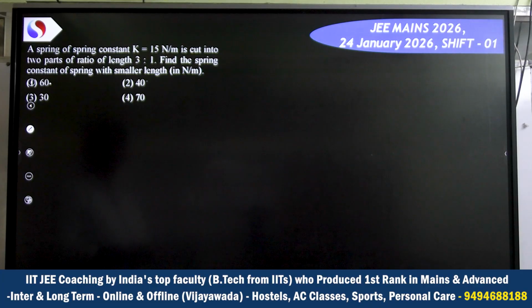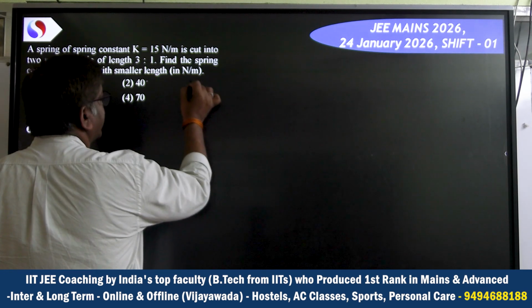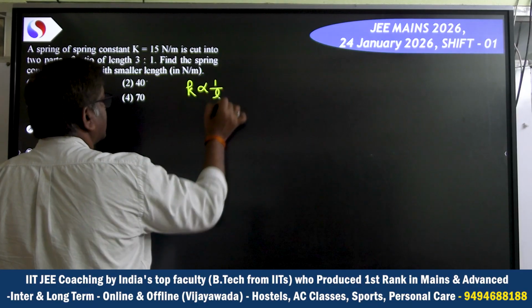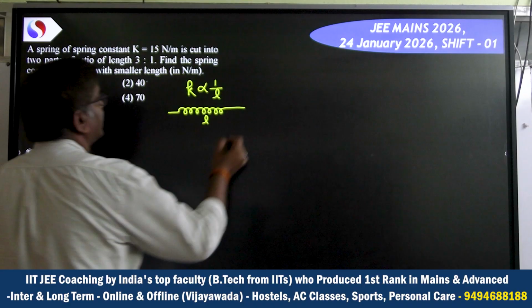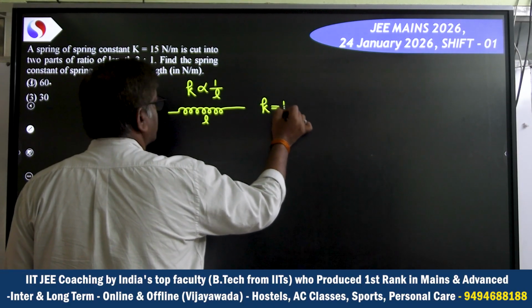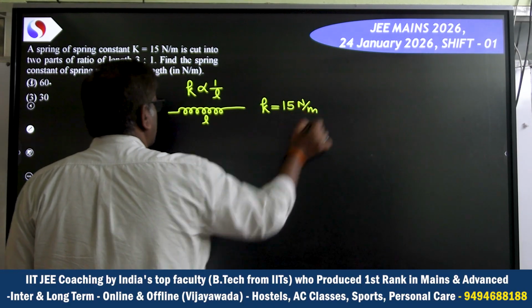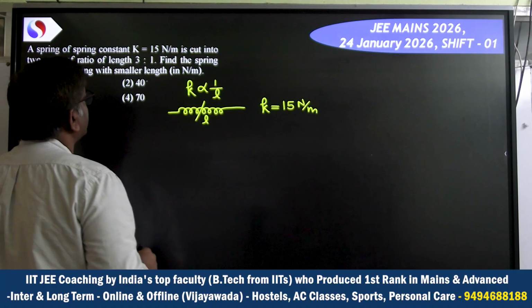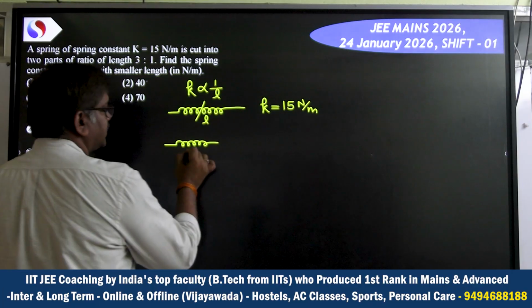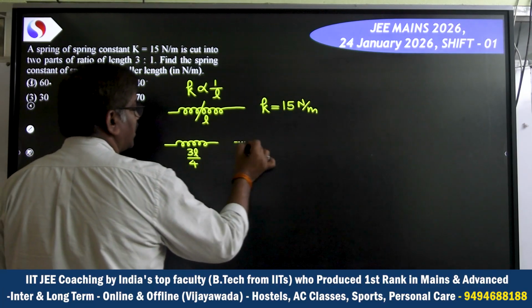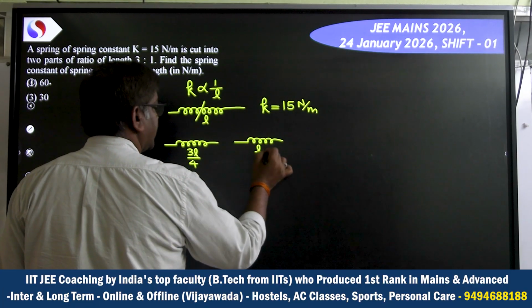A spring of spring constant K equal to 15 is cut into two parts in the ratio 3:1. Find the spring constant of the spring of the smaller length. Okay, so you know that K is proportional to 1 by L. So if I am talking about the original spring, let us say of length L, having spring constant K equal to 15 Newton per meter. Now this spring is cut into two pieces in the ratio of 3:1. That means the bigger piece will be 3/4 of the length and the smaller piece of length L by 4.